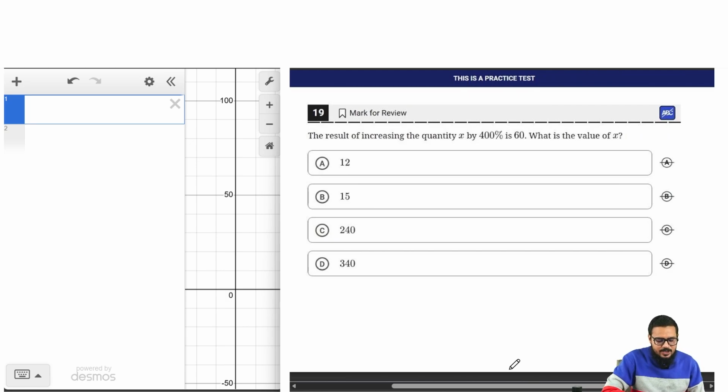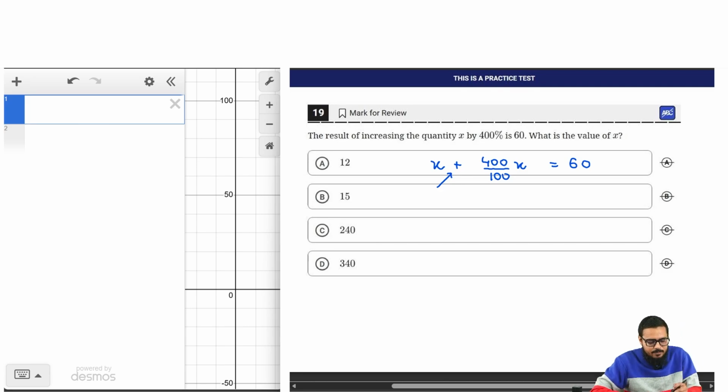The result of increasing the quantity x by 400% is 60. Now what is happening in this question? I have an unknown variable x, and I have to increase that value of x by 400% of itself, right? So I have to increase, that's why I've put a plus sign right over here, by 400% of x itself. So what is 400% of x? 400 per means upon, cent means 100, of means multiply, 400% of x. So I've just increased x by 400% of itself to reach the number 60, because the examiner said that once x got increased by 400% of itself, it became 60. So I've just equated my answer with 60.